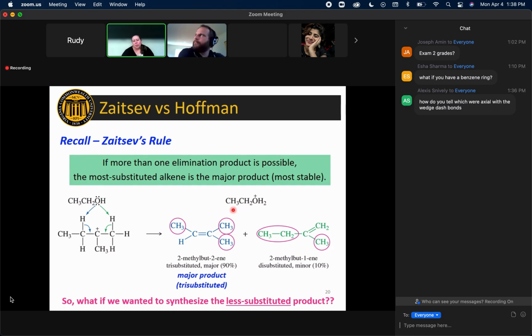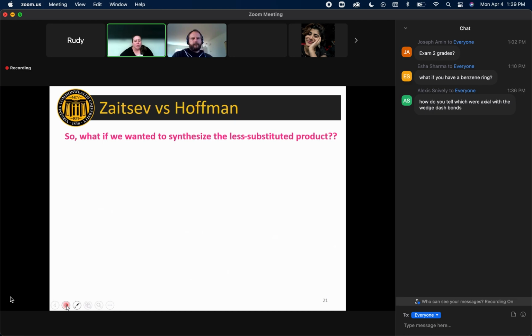And so being able to not just know how to make a double bond, but how to make a particular double bond in a particular molecule with the constraints of that molecule is going to become even more and even more important. Okay. So in order to do that, we have to, as chemists, come up with a different method, right? So if we want to synthesize the less substituted product, but we know that E1 and E2 both favor the more substituted product according to Zaitsev's rule, what do?